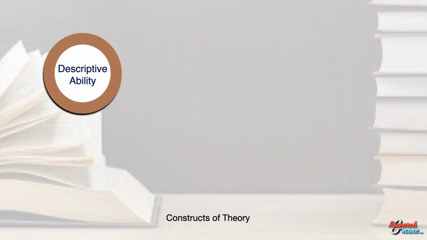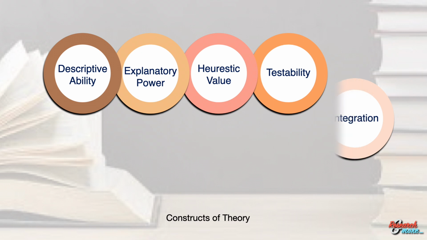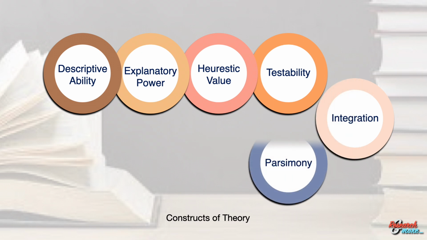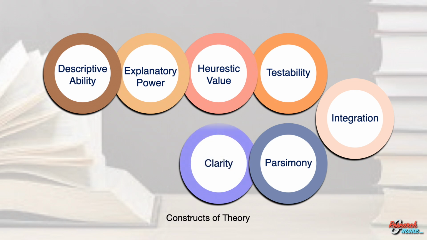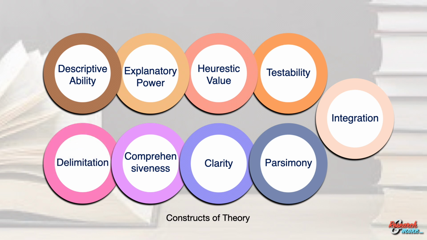This definition of theory uses eight constructs. It suggests that a theory should possess descriptive ability. It should also have explanatory power, bring about heuristic value, be testable, allow integration, have parsimony, be able to show clarity, be comprehensive, and enable delimitation. These constructs are based on the fact that theory generates research and research generates and refines a theory.